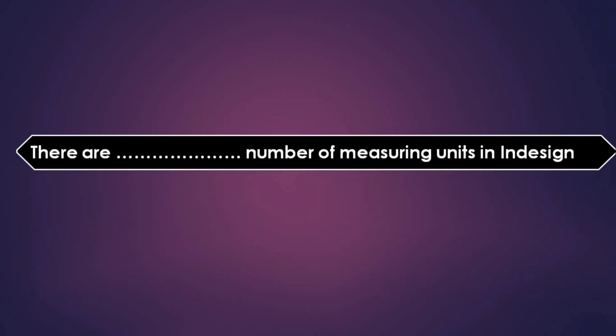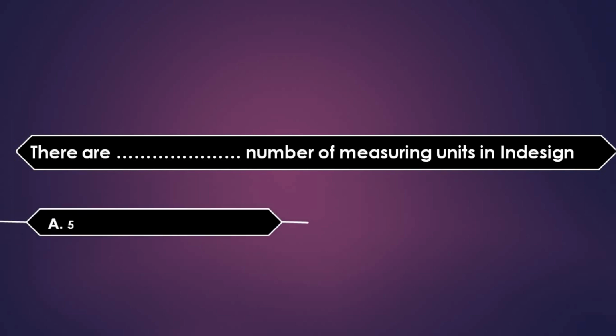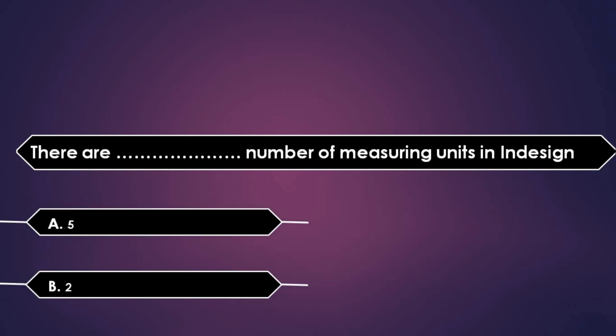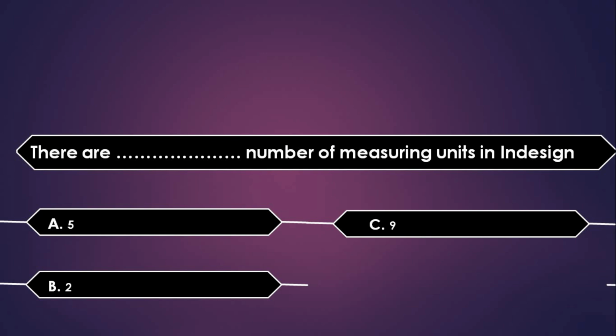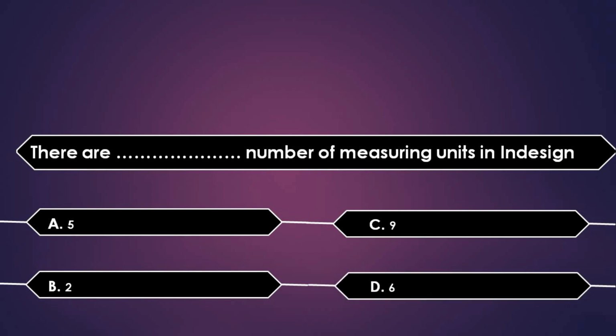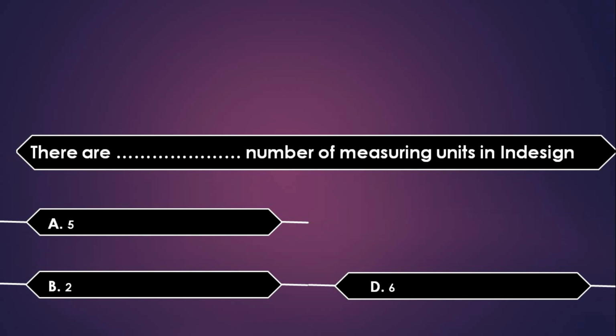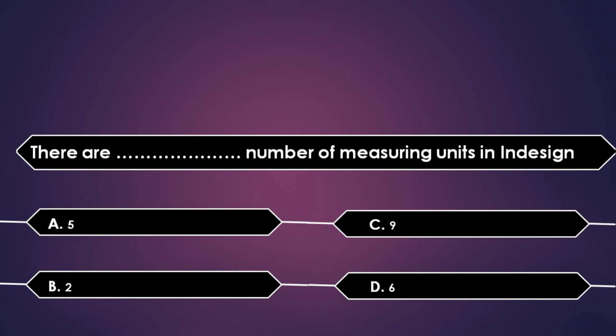There are dash number of measuring units in InDesign. A. 5, B. 2, C. 9, D. 6. The answer is 9. There are 9 number of measuring units in InDesign.